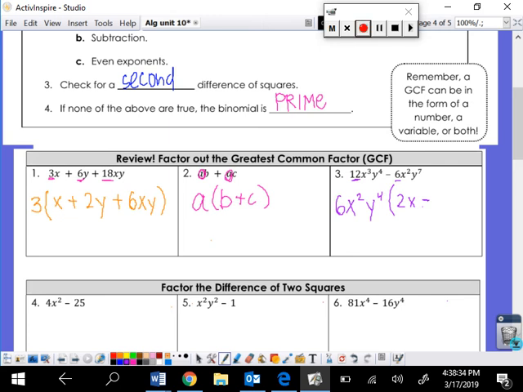Minus 6 divided by 6 is 1. We don't need to write that 1. X squared divided by x squared is 1. Then y to the 7th divided by y to the 4th would be y to the 3rd, because we're subtracting those exponents.